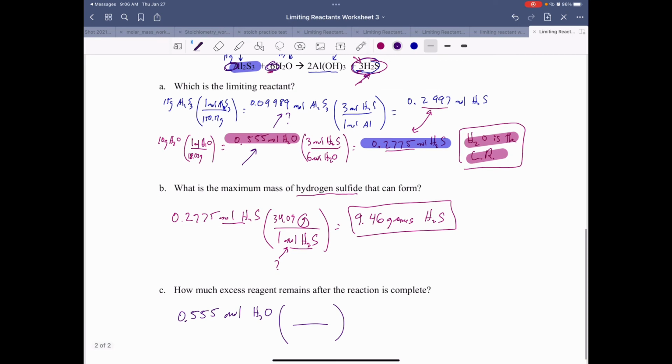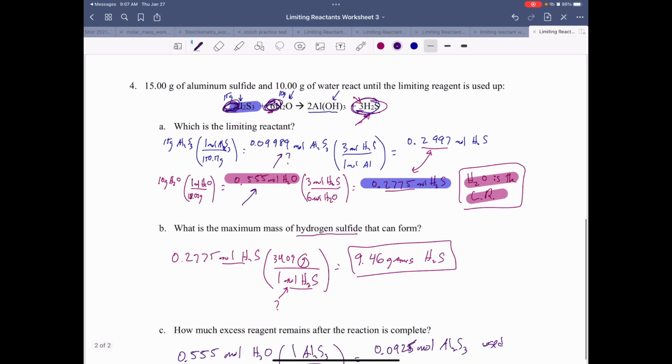Now the molar ratio, it's a little messy up there, but the molar ratio between water and aluminum sulfide is going to be 6 to 1. So 6 moles of water need to react with 1 mole of Al2S3. So 0.555 divided by 6, I get 0.0925 moles of Al2S3. So that's what's being used.